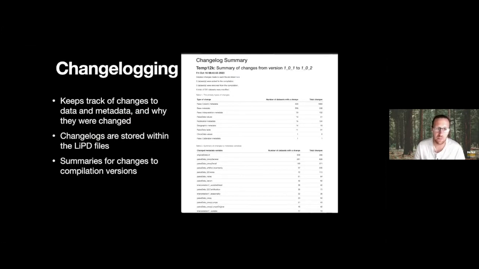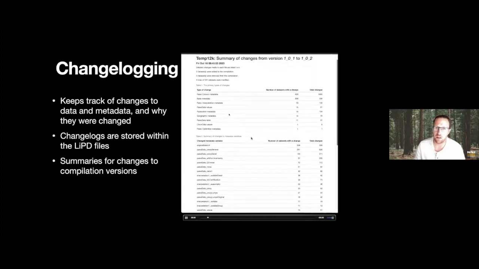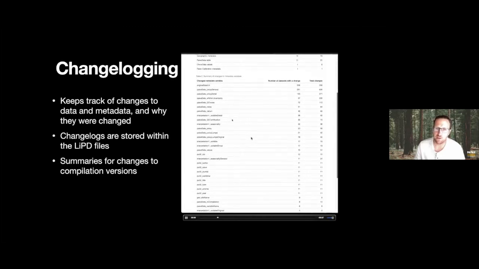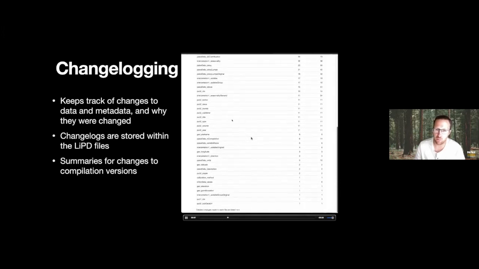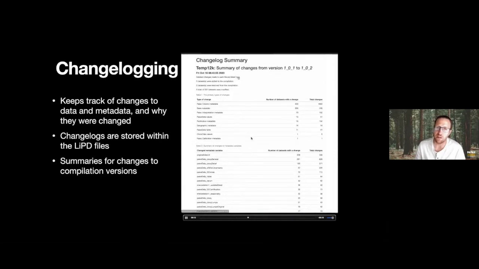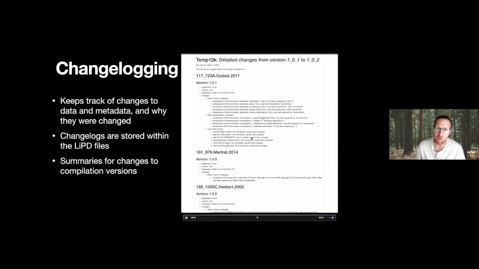As you can imagine, just keeping track of what the versions are is really important, but also keeping track of what changes between versions is really helpful. So this is actually one of the newer things that we've implemented: we've added change logging that describes what changes both within a file and then between compilations. And then this goes on to the Lipidverse website as well. So this is an example from Temperature 12K. This is a summary of all the different things that changed between version 1.0.1 and 1.0.2 across the whole compilation. But then all of the detailed changes for each file are also on there too.